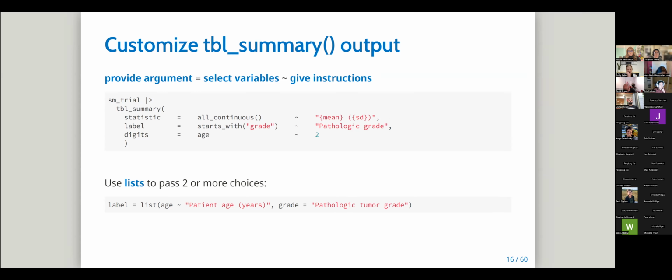These are listed in the help files of tbl_summary, so you can get some ideas of how to do this. Using the glue package is just with the curly brackets around the keywords, and then anything that's not a keyword is inside the quotes and it will show up. And then, as I mentioned earlier, you use lists to pass 2 or more choices. So anything inside a list, you can make multiple changes to multiple variables.